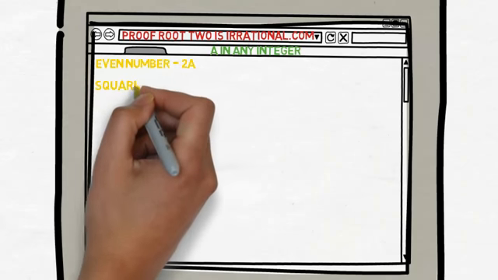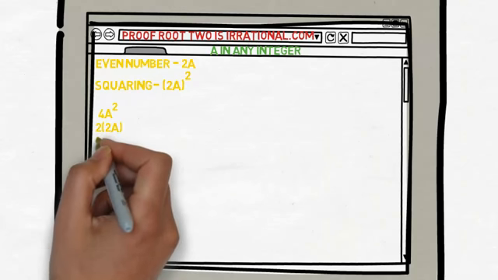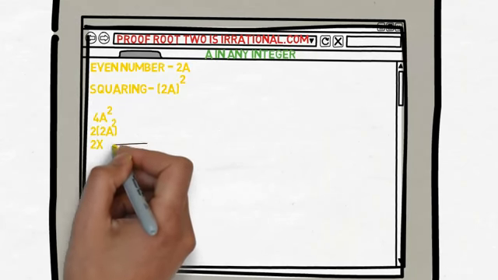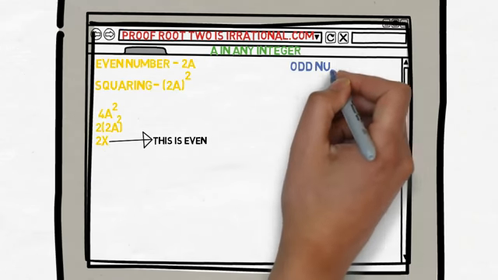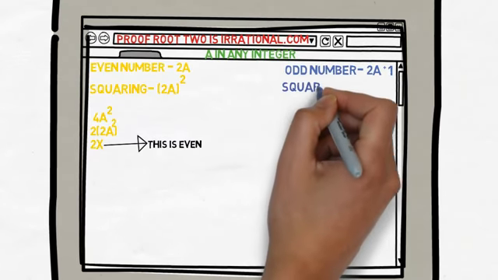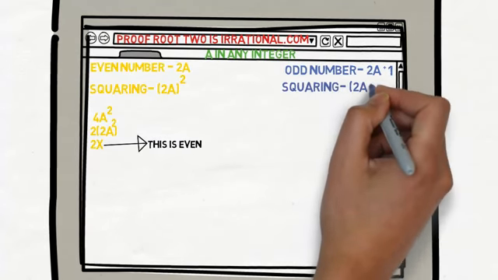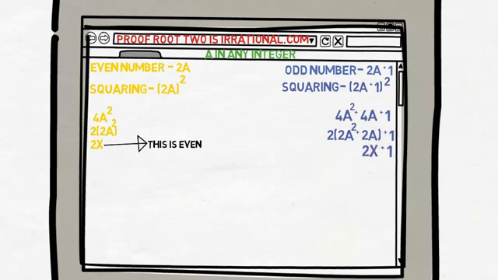An even number is any integer multiplied by 2. Take 2a as an even number. Squaring this gives you 2a squared. So if you square an even number, you end up with an even number. An odd number is any integer multiplied by 2 plus 1. If you take 2a plus 1 as an odd number, squaring this gives you 2 in brackets 2a squared plus 2a, plus 1. So squaring an odd number gives an odd number.